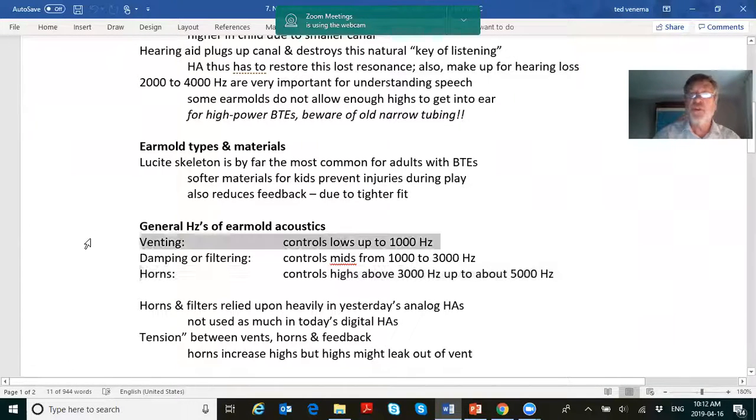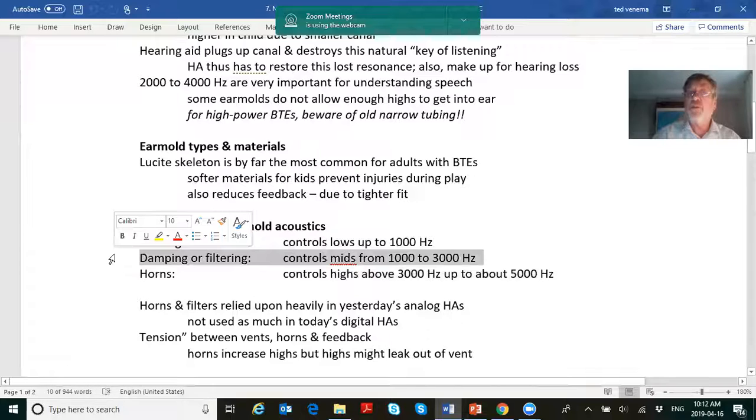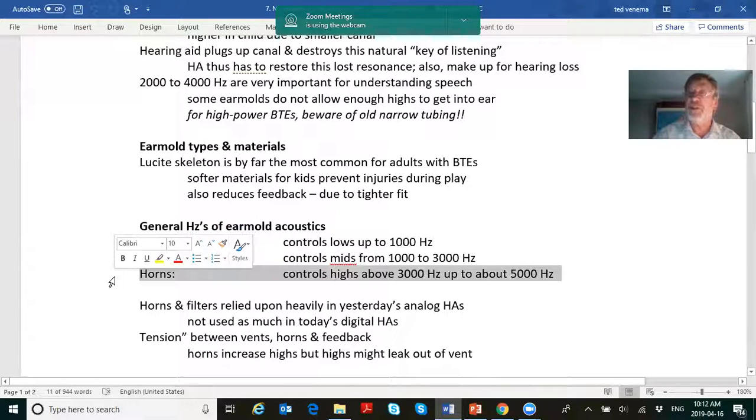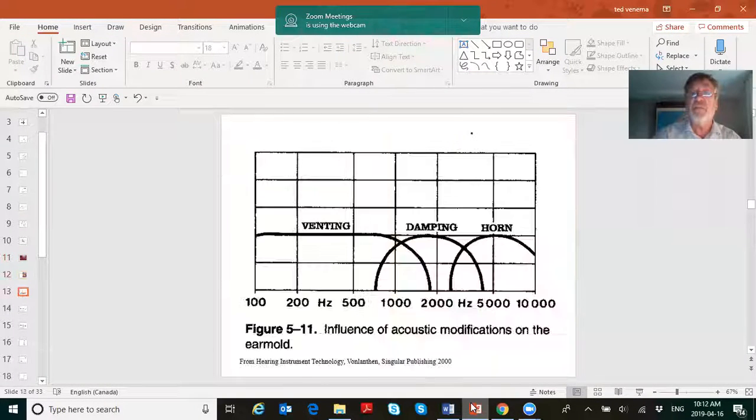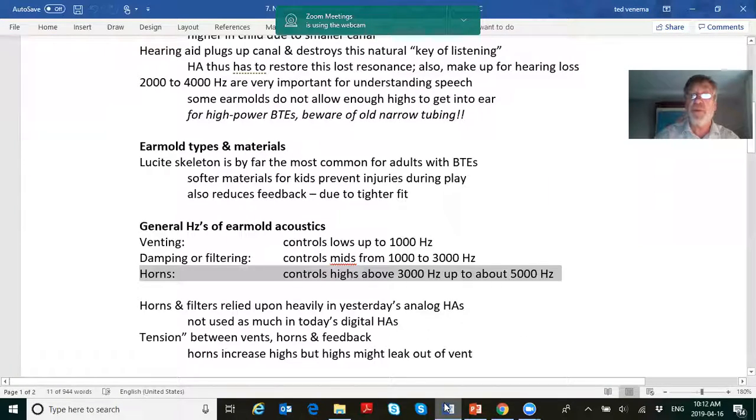Venting reduces the occlusion effect. It controls low frequencies. Damping or filtering affects the mids. And horns affect the highs. So when you're looking at it in an organized fashion like this, venting affects the lows, damping affects the mids, horns affect the highs. Back to our notes.